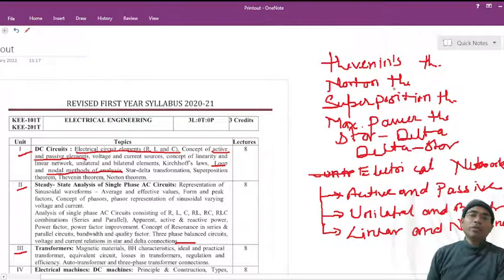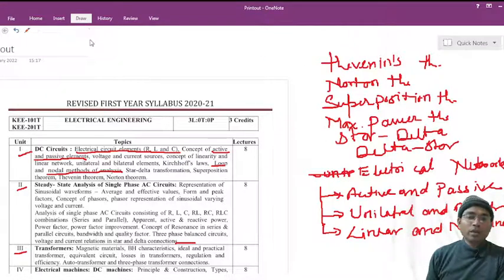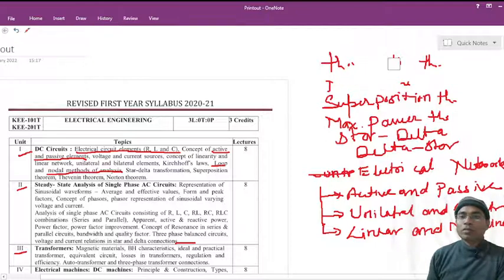Basically we will use only DC power in this unit, while these theorems are also applicable to AC power, but here in this unit we will only use DC sources for the application of these theorems.